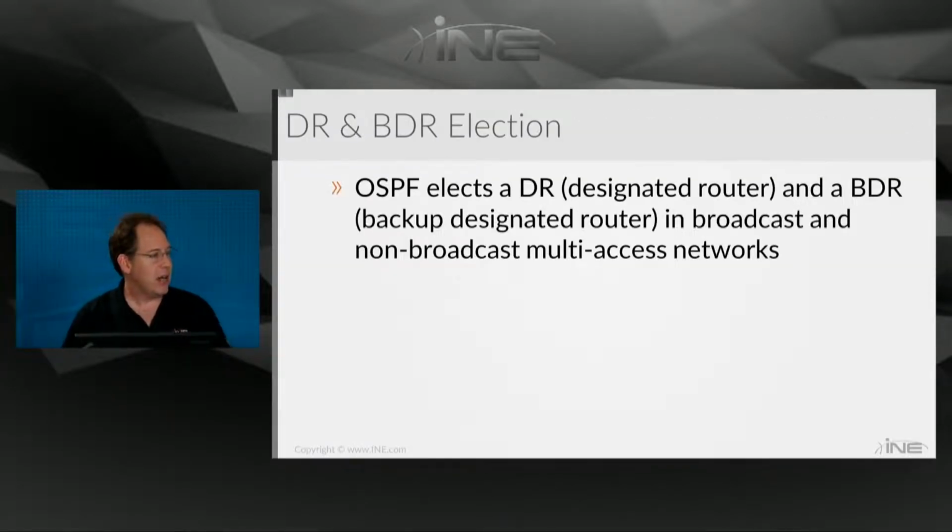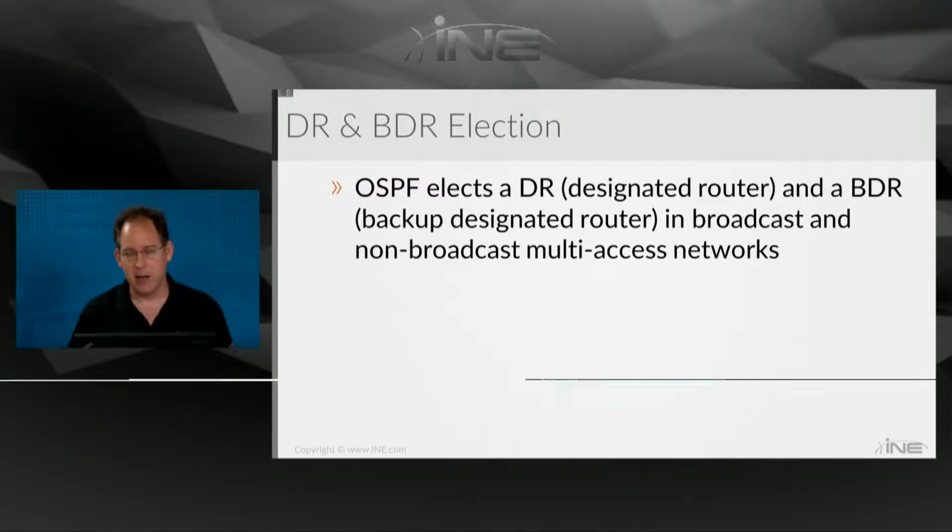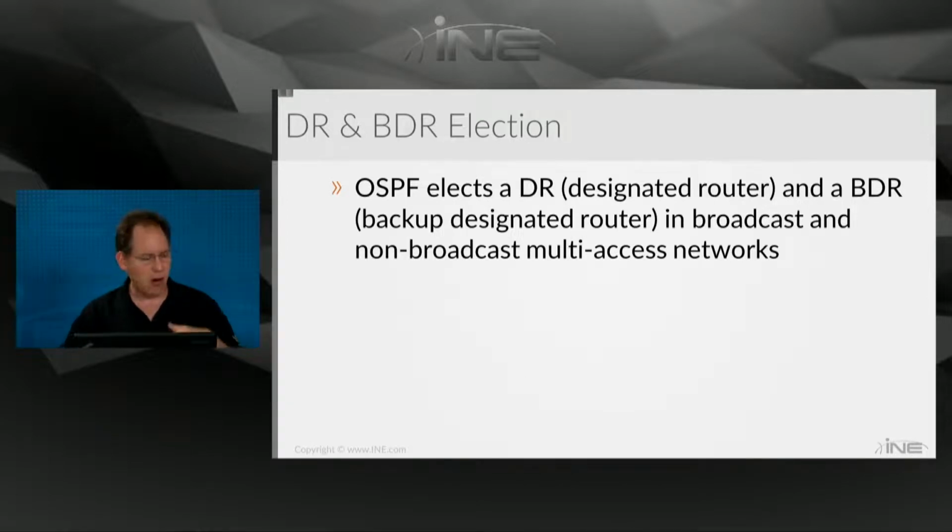So a DR and a BDR are elected in broadcast and non-broadcast multi-access networks. Now we haven't really talked about those two terms yet. That's coming up in a little bit in a different video. But just think about it this way. We know that at layer 2, at the data link layer of the OSI model, there are several different encapsulation types: Ethernet, PPP, HDLC, frame relay. You could probably think of 1 or 2 or 3 more in addition to that.